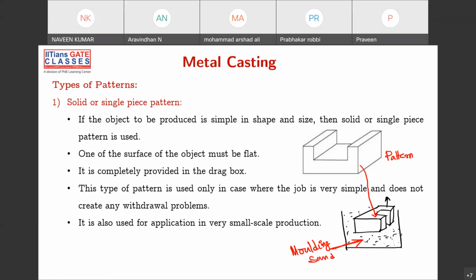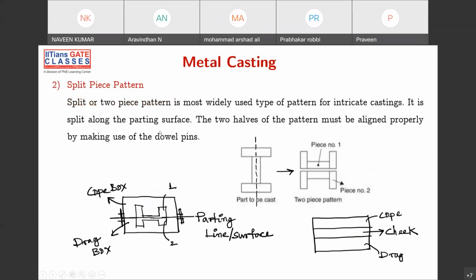Okay, sir, I didn't get this, sir, single pattern. Let's see the dual piece pattern, then we'll understand why the single piece pattern is used. The important point here is that it is of very simple shape and size. It is also used for very small scale production, because how can you have very simple shapes in your original manufacturing process? You have complicated shapes, of course. Now, split pattern.